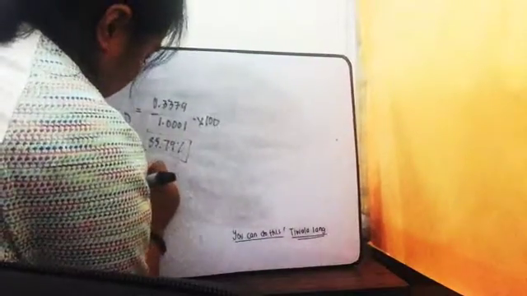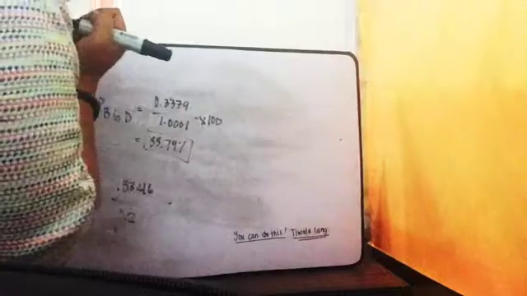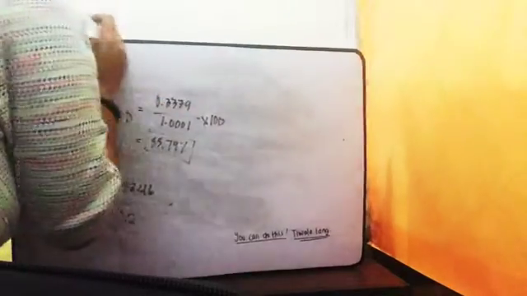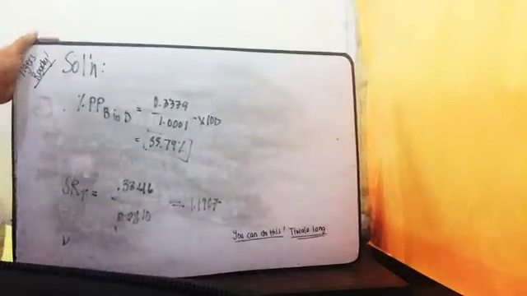So for the split ratio of toluene, split ratio is equal to the composition in the distillate over the composition in the bottoms. So we will have a ratio of 1.1907.